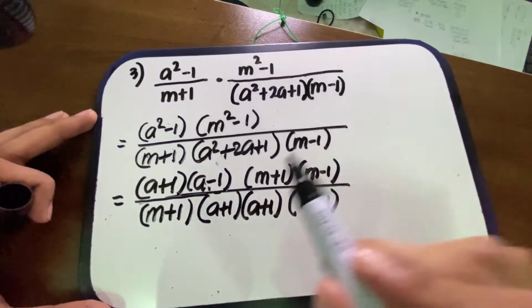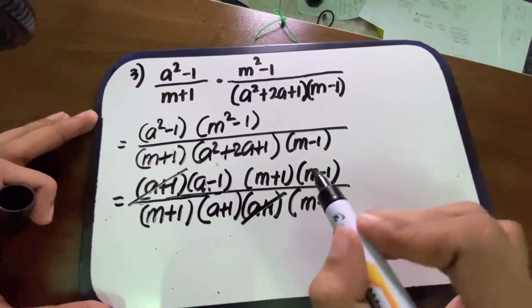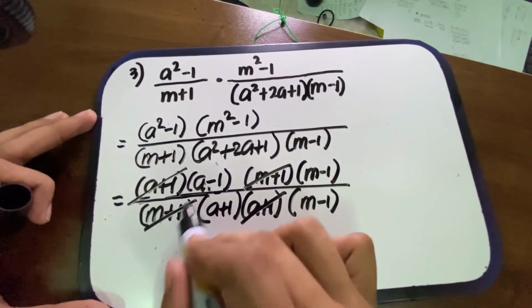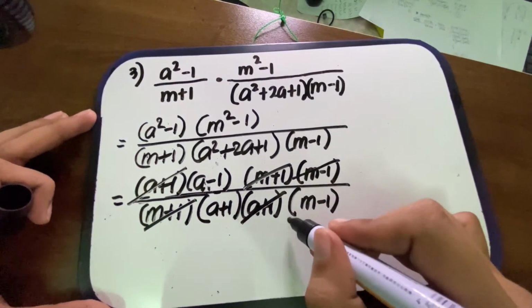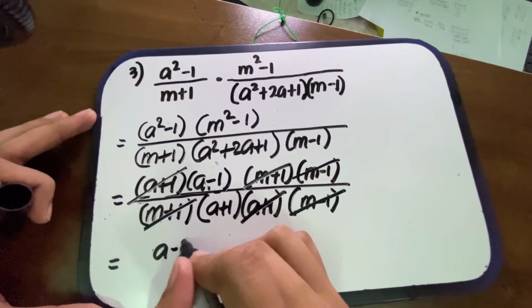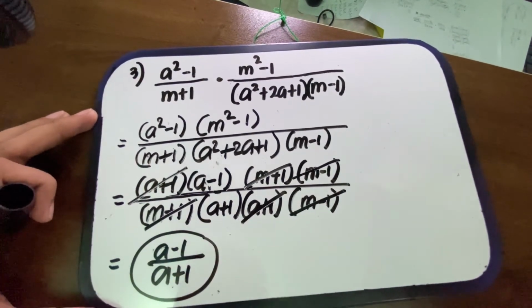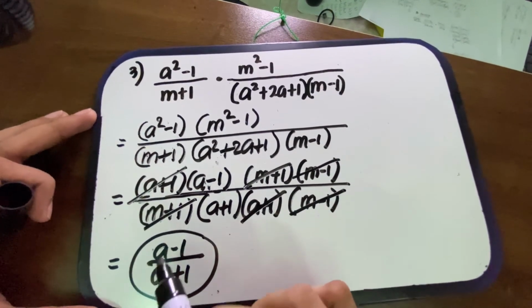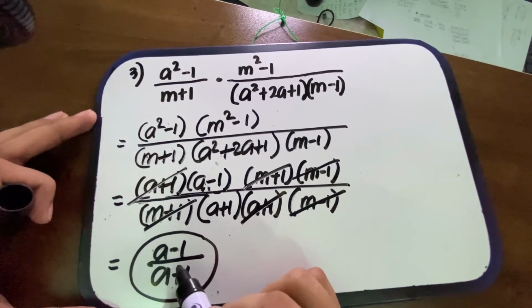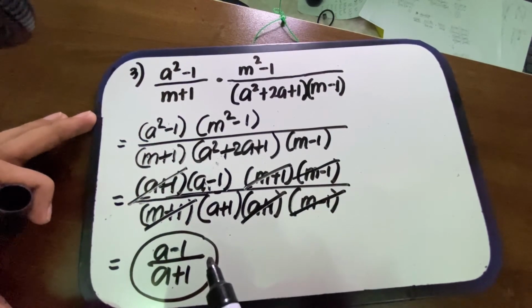So cancel a plus 1. Then we don't have a minus 1 in the denominator, so remain. Then m plus 1. Then m, then minus 1. So the remaining are a minus 1 over a plus 1. So this is our simplified product. So again, you cannot cancel that one, a and a, 1 and 1, okay, because there's an operation and it is considered a whole term, okay, a binomial.